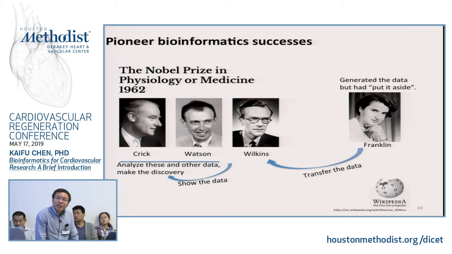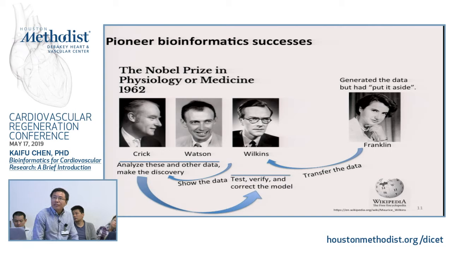So Crick and Watson analyzed the data and also analyzed some other data. Basically, they analyzed the public data and made the discovery. Then they showed the result to Wilkins. Then what Wilkins did was test the result, verify the result, and also make some corrections to the model discovered by Crick and Watson. So I think this is a very interesting story.